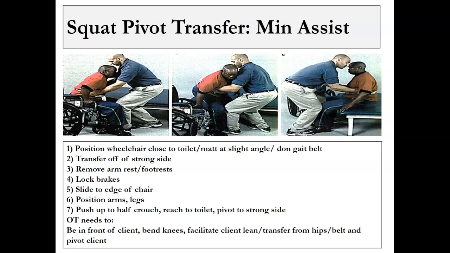So if he was going to go back into the wheelchair, you'd have to move the wheelchair to the other side. Because again, this is his strong leg. You want him to pivot off his strong leg. If he went back into the wheelchair from this position, you'd be pivoting off of his weak leg, which is his right leg.